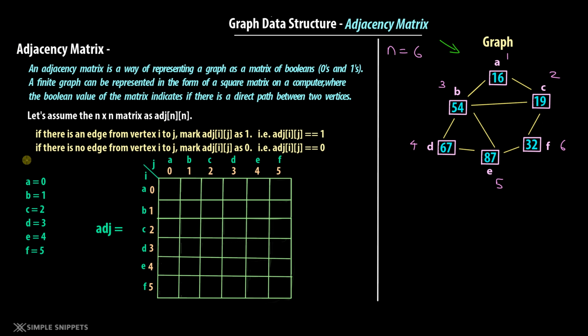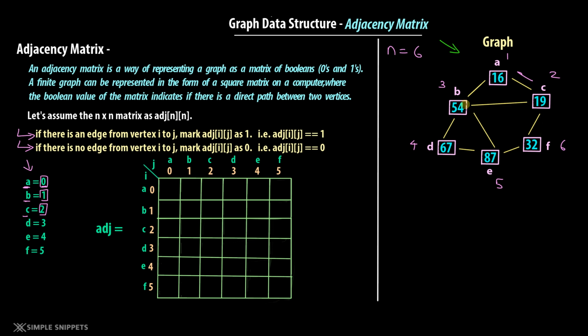Now here you can see I have given a representation of the name. So each vertex name corresponds to a particular index value in the 2D matrix. So A is considered as 0, B is considered as 1, C is considered as 2, and so forth. We'll talk about this later on. But according to this criteria, if there is an edge from i to j, so is there an edge between A to C? Yes, we can see there is an edge.